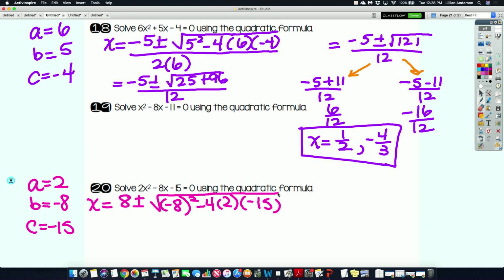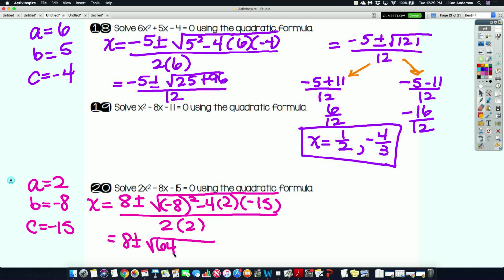All over 2A. What's A? Make sure you plug it in correctly. Don't lose any signs. Okay? So we have 8 plus or minus. What's negative 8 squared? 64. And whenever you square a negative number, it's always positive.